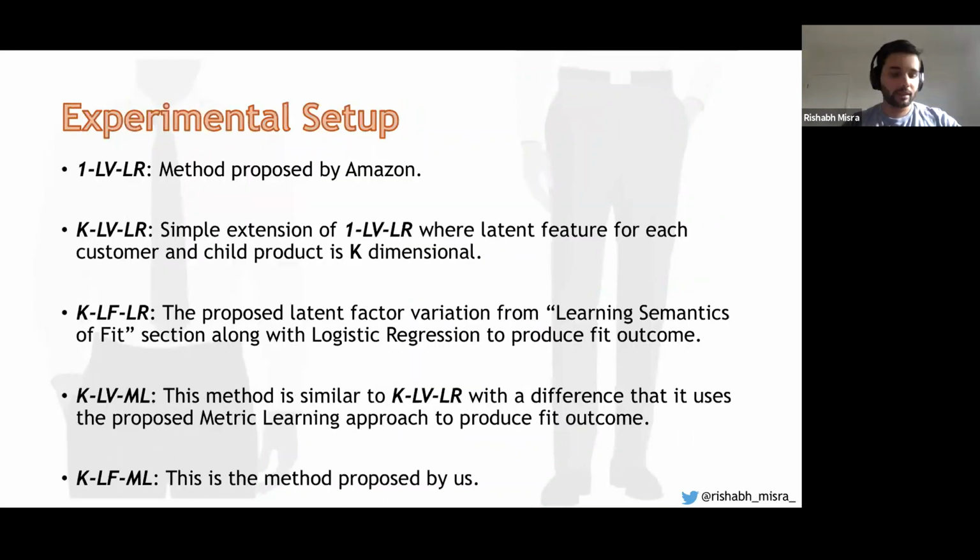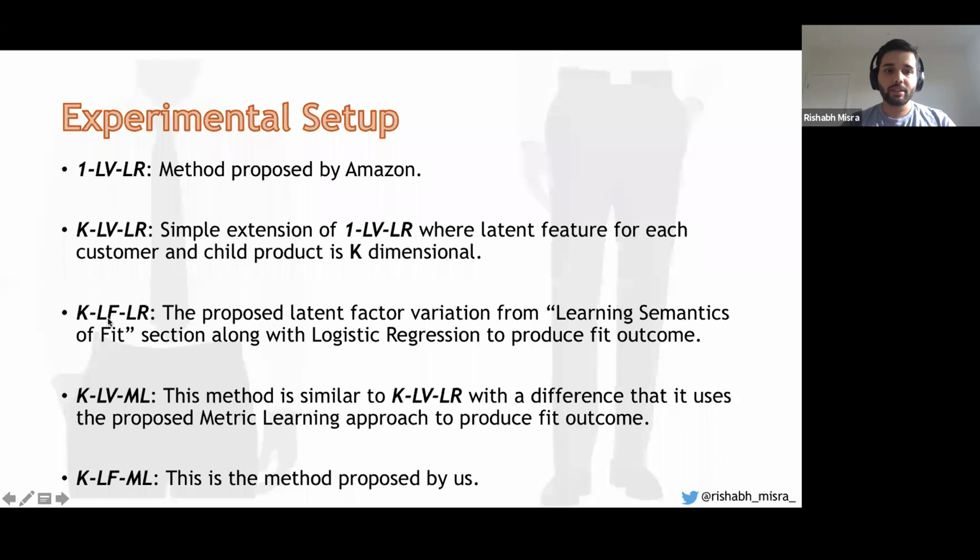Then I'll take the remaining time to talk about the experiments. There were quite a few variations. The first method is the method proposed by the baseline paper. In the second method, instead of having one latent variable, we increase the latent variables for each customer and product to k, to see if we can just naively increase the parameters, would it perform well or not.